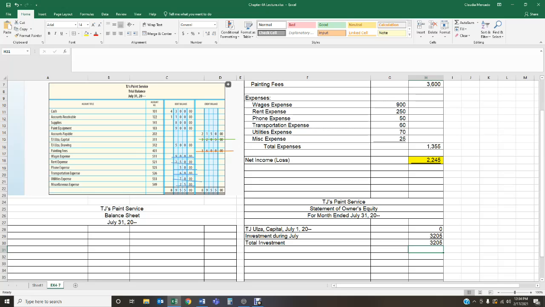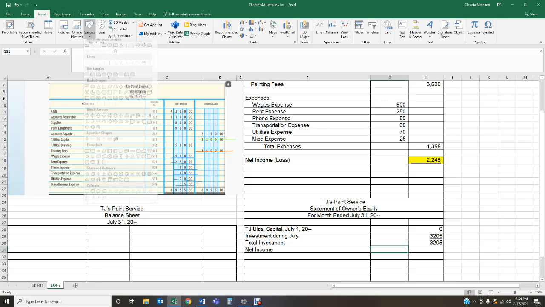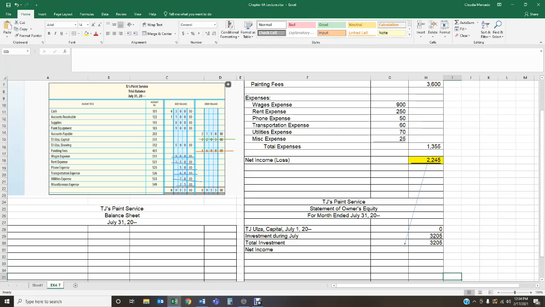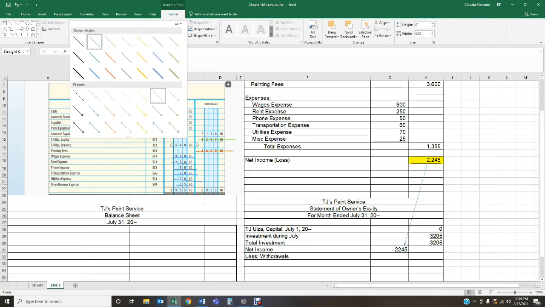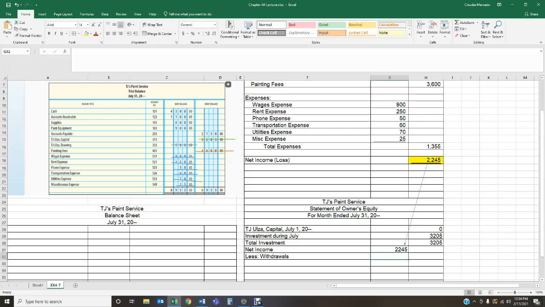Now I'm going to bring in my net income from my income statement. So that number is going to be coming in from your income statement, and that number is going to be going in there. So your net income was $2,245 during the month. Then we have to deduct any withdrawals. So do we have any withdrawals? Yes, we did. We had one withdrawal of $500.